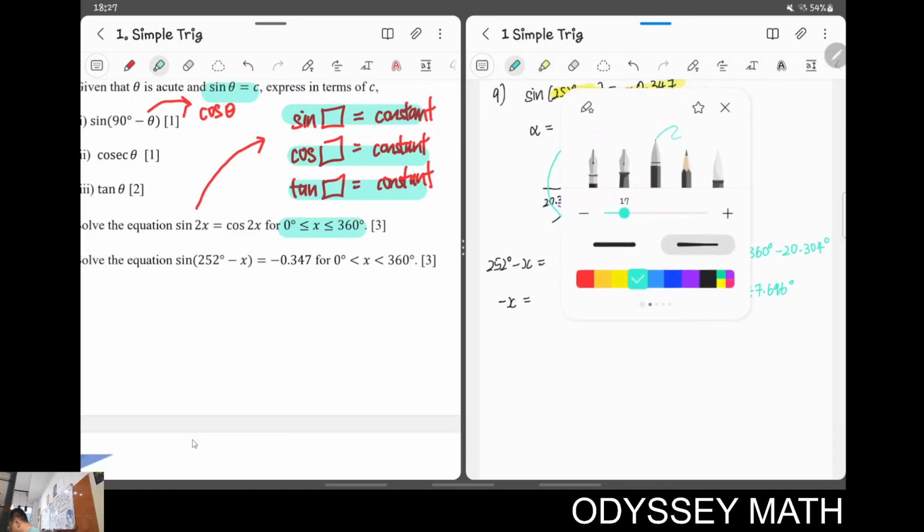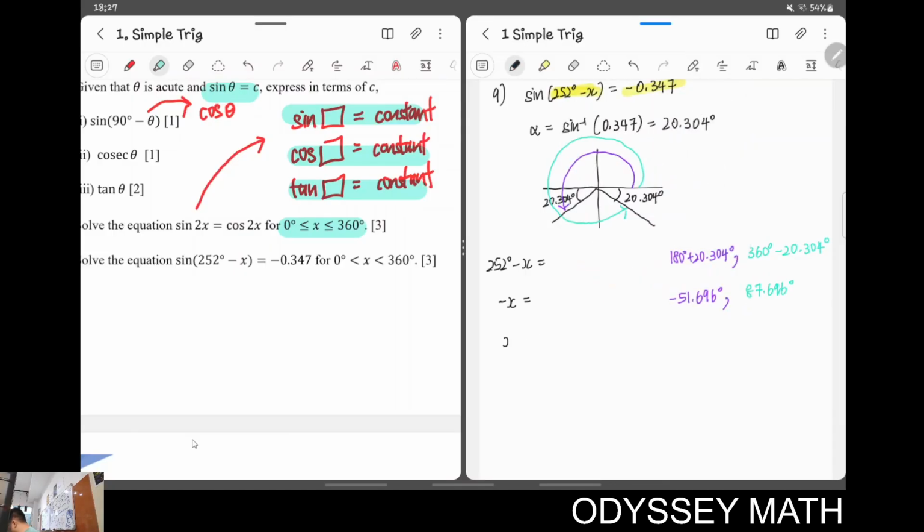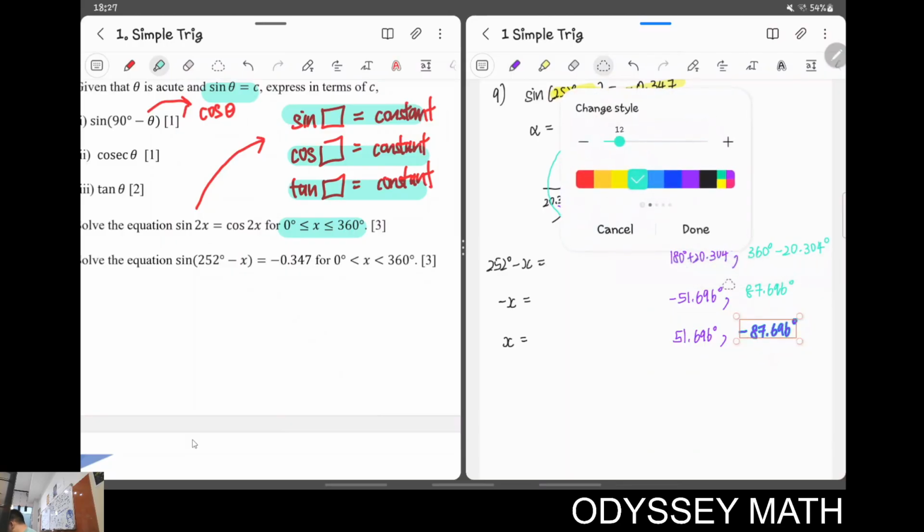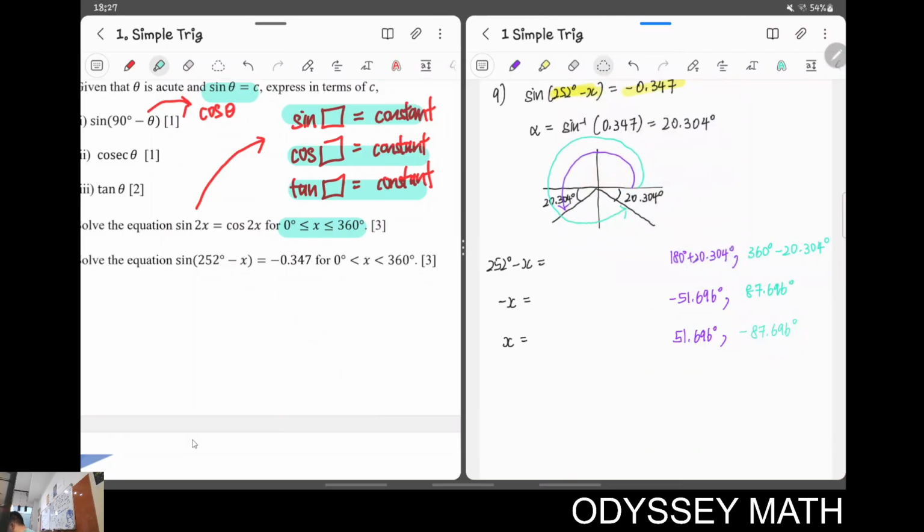And then you bring the 252 over, you will get minus 87.696 degrees. Okay, and then you multiply throughout by minus, you will have 51.696 degrees. I actually intentionally selected the question to be of a different variety, and then you multiply by minus so that you know how to tackle the question when required. So minus 87.696 degrees. Now the question is, you need to reject the negative 87.696 degrees. Why? Because the question asks only for the positive angles. So you need to reject this.